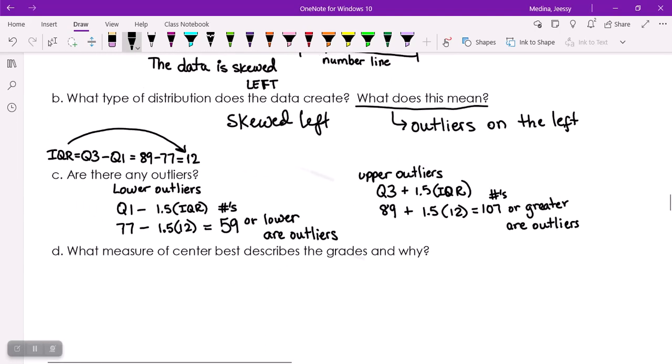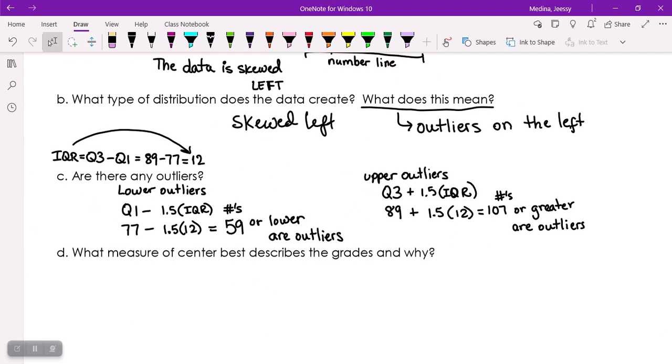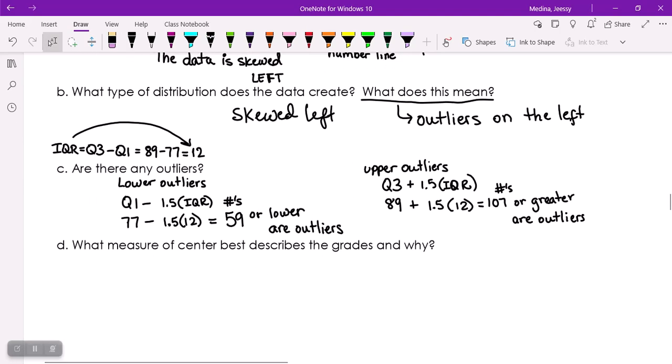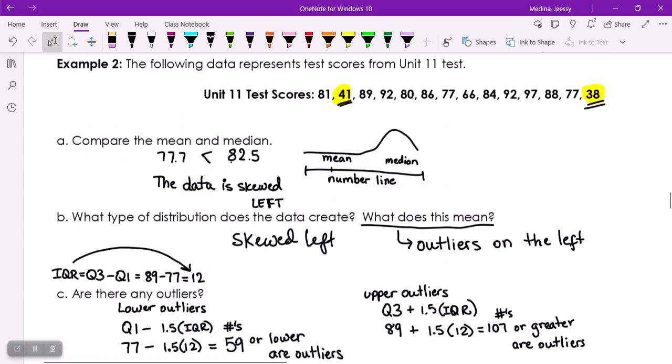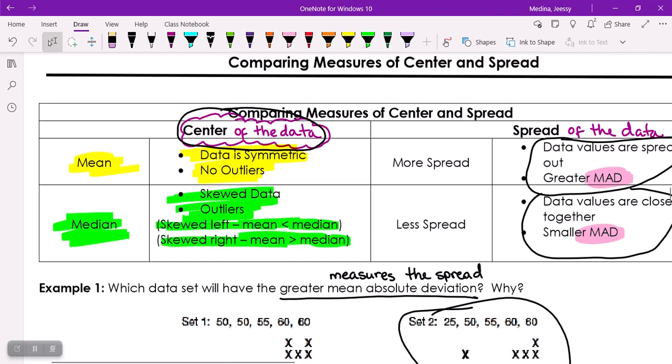Do we have any outliers? No upper outliers, right? But we do have two lower. Based on today's lesson, remember I told you the questions were going to come from this table right here.